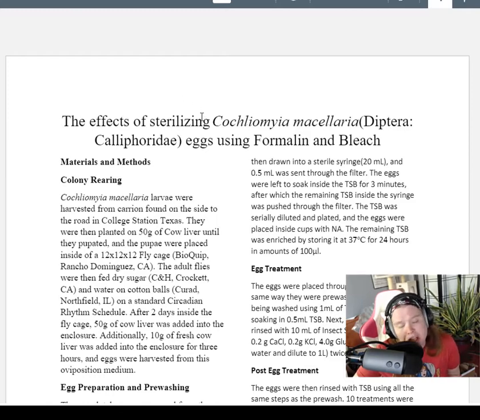Otherwise, this is a pretty good title. Make sure you're using title case so all of the nouns and verbs are capitalized. Using formalin and bleach, I mean, that's a very specific ending to the title. So if it had just been the effects of surface sterilizing Cochliomyia macellaria eggs using formalin and bleach, that would be a perfect title. Okay, so go on with that.